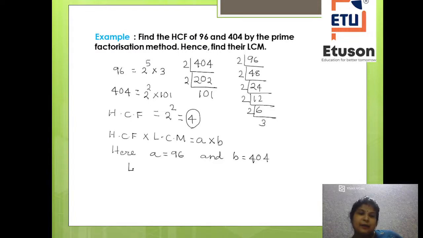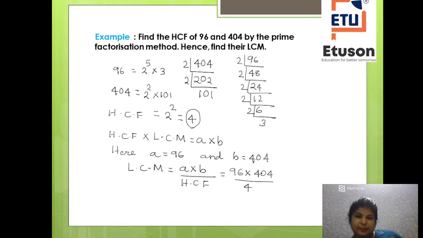So what will be the value of LCM then? So LCM is nothing but equal to A into B divided by the value you have got for HCF. So HCF you have already obtained. So A into B, I will just write down 96 into 404 and then divided by the HCF, 4, and you multiply it and you will get the answer as 9696. Very simple, isn't it? Okay. So now let us go to the next example.